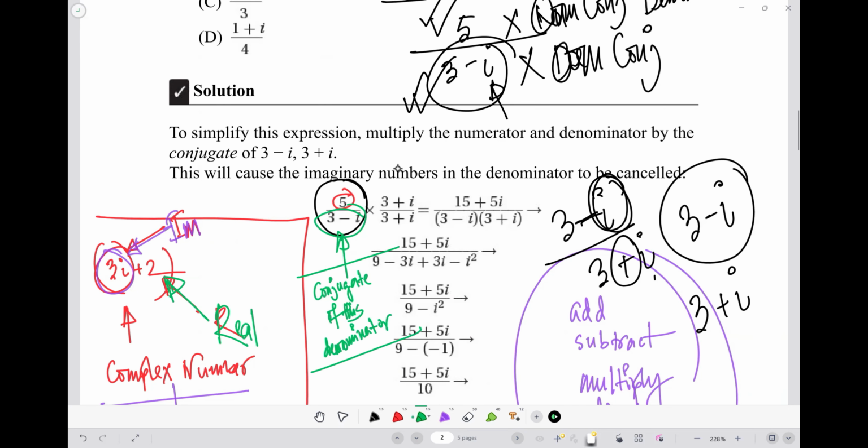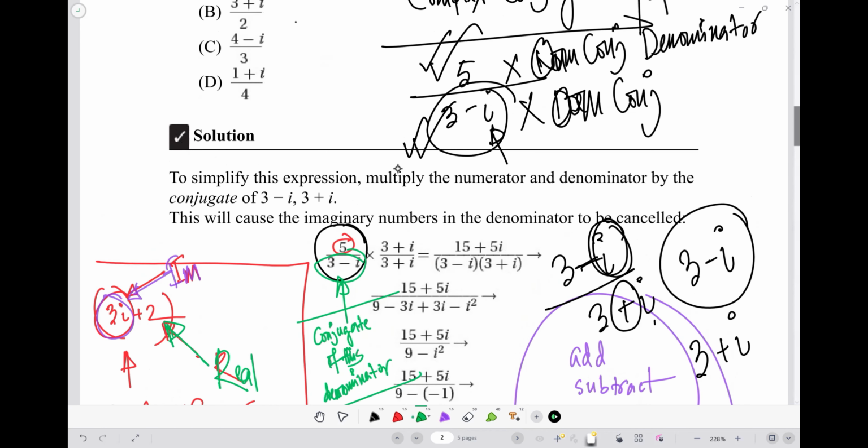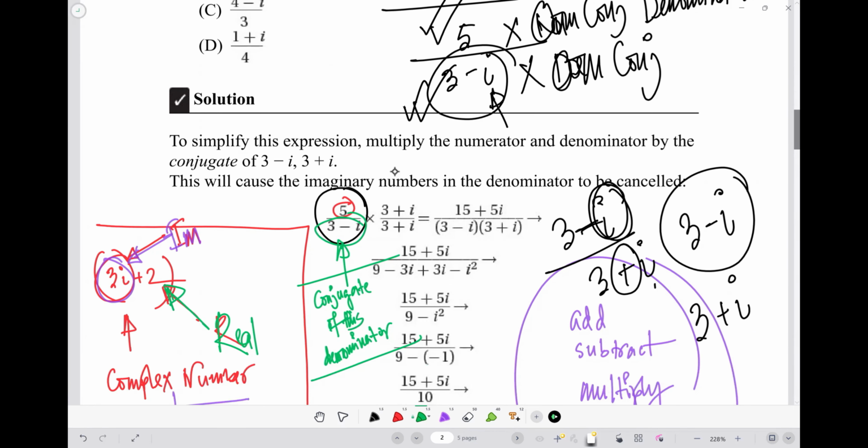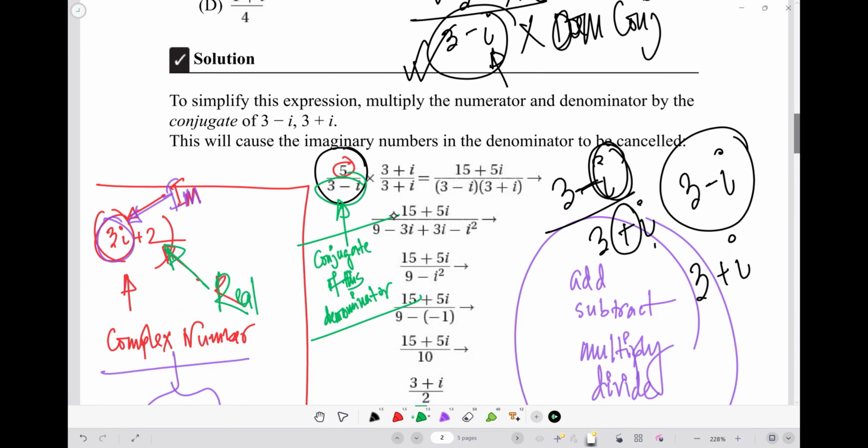Not only for this particular type of math, every single type of division, whatever you are trying to do, every single time, you just need to take the complex conjugate of the denominator and then multiply them. You multiply the conjugate with the numerator and the denominator, and then you get the answer, that is 3 minus i, 3 plus i, and 5.